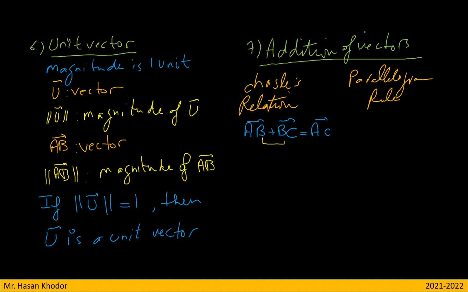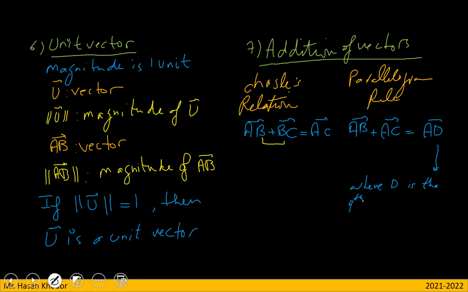However, in the parallelogram rule, the vectors must have the same origin. That is, if the first one is AB, then the second one would be, for example, AC. And the answer also must start from the same origin A, but end with a new point, neither B nor C. It's a new point, for example D, where D is the fourth vertex of parallelogram A, B, D, C.